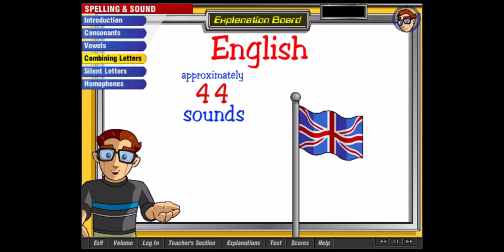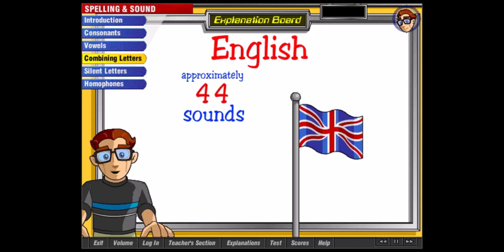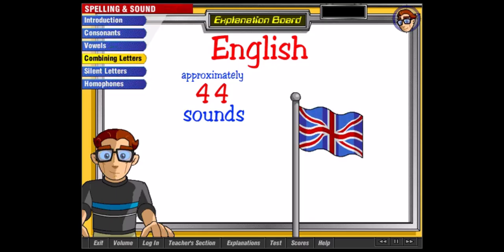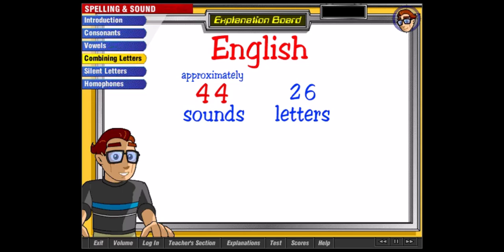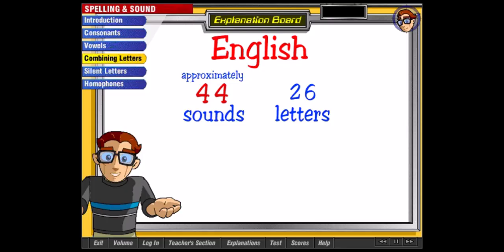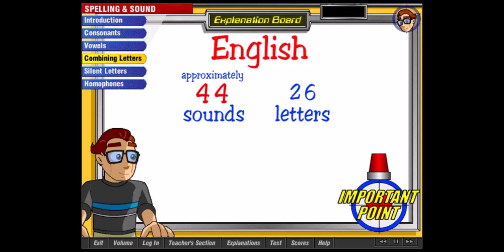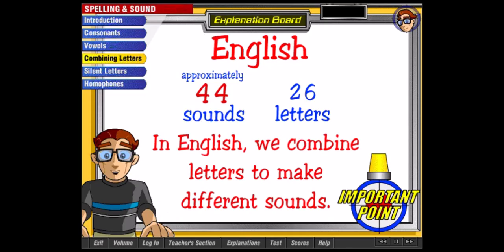In English, there are approximately 44 sounds. But although there are approximately 44 sounds in spoken English, we've only got 26 letters in our alphabet. So, how do we make 44 sounds if we only have 26 letters? Well, the simple answer is that we combine letters to create different sounds.